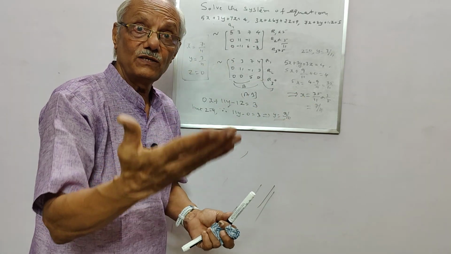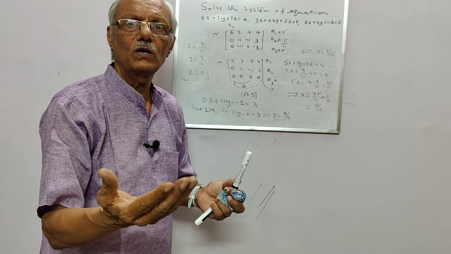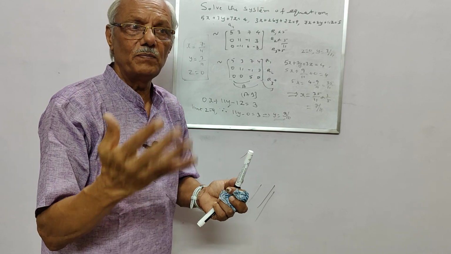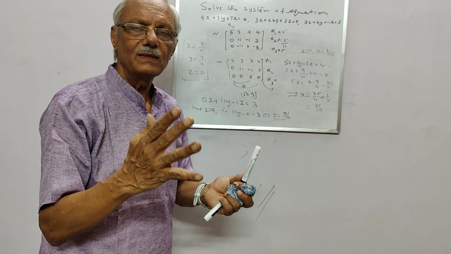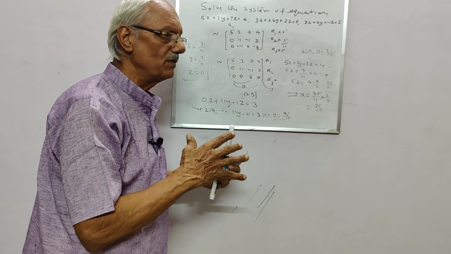This is easier than using Cramer's rule, and also the inverse of A multiplied by B will give the solution. But that is also a method which we can use. Okay, so this is the way we solve.